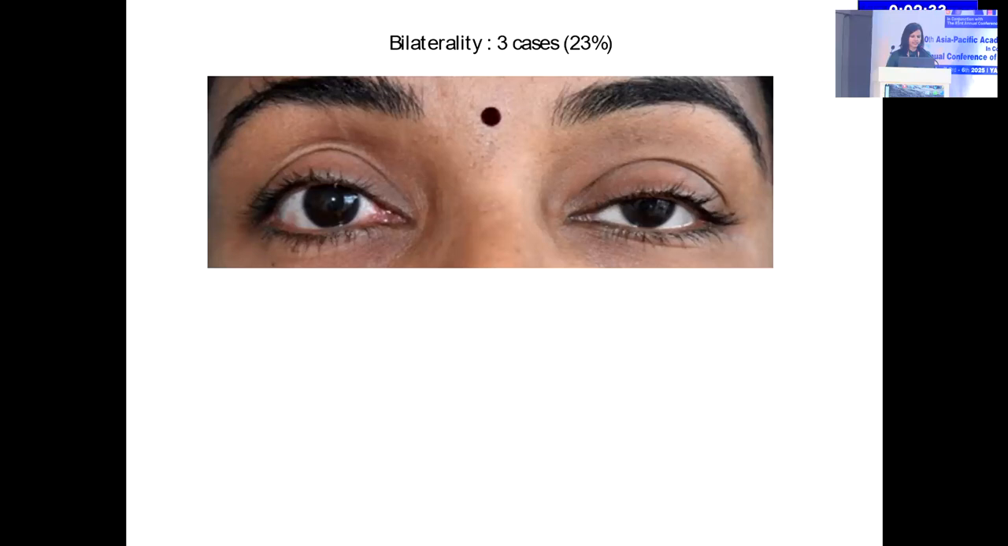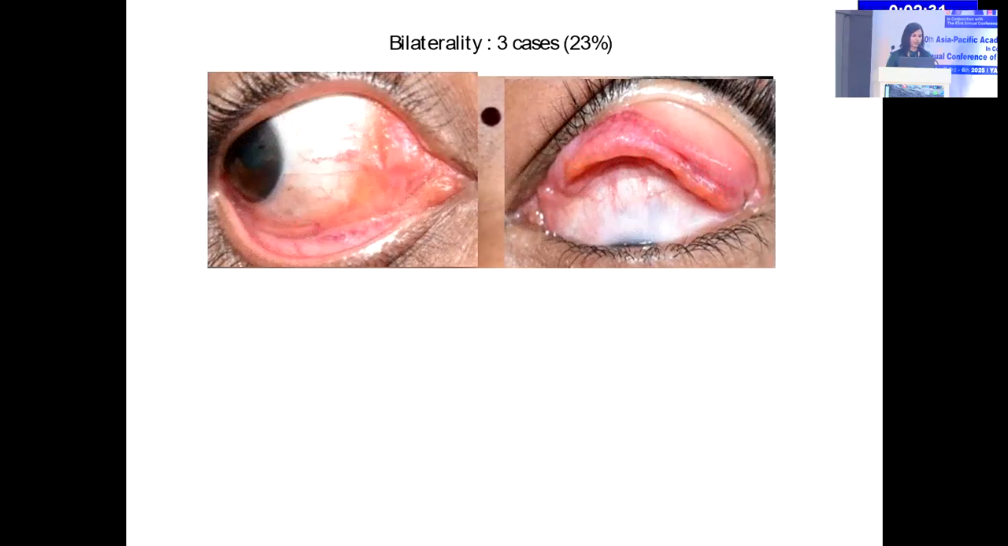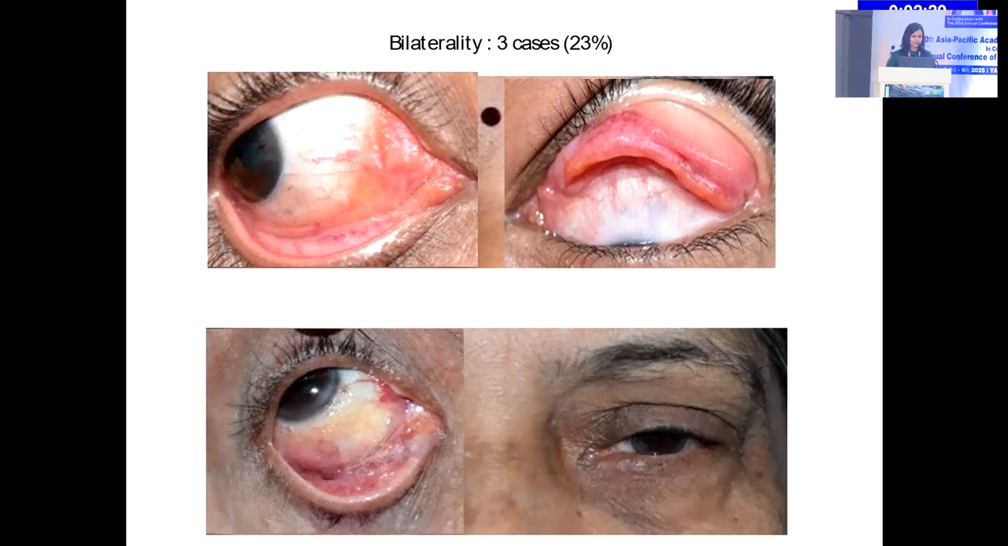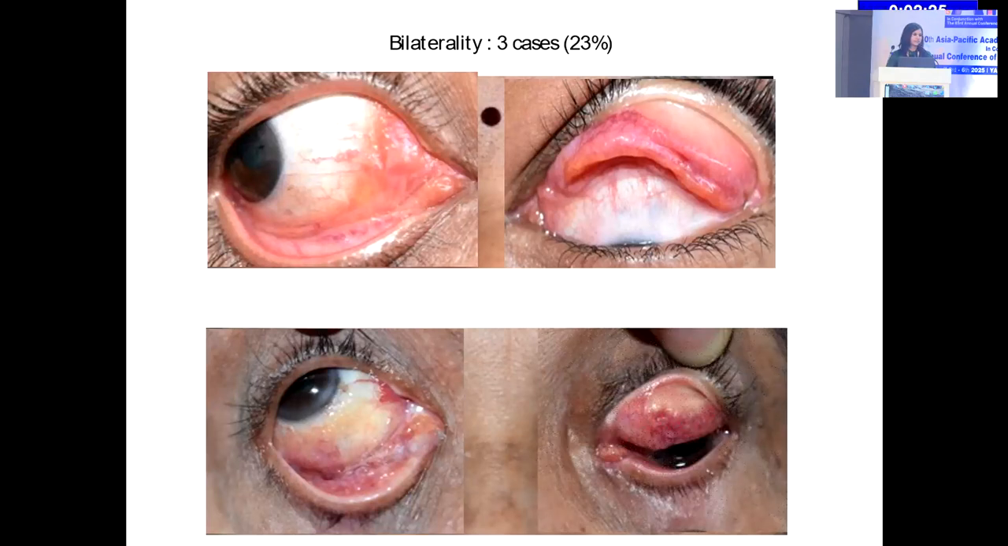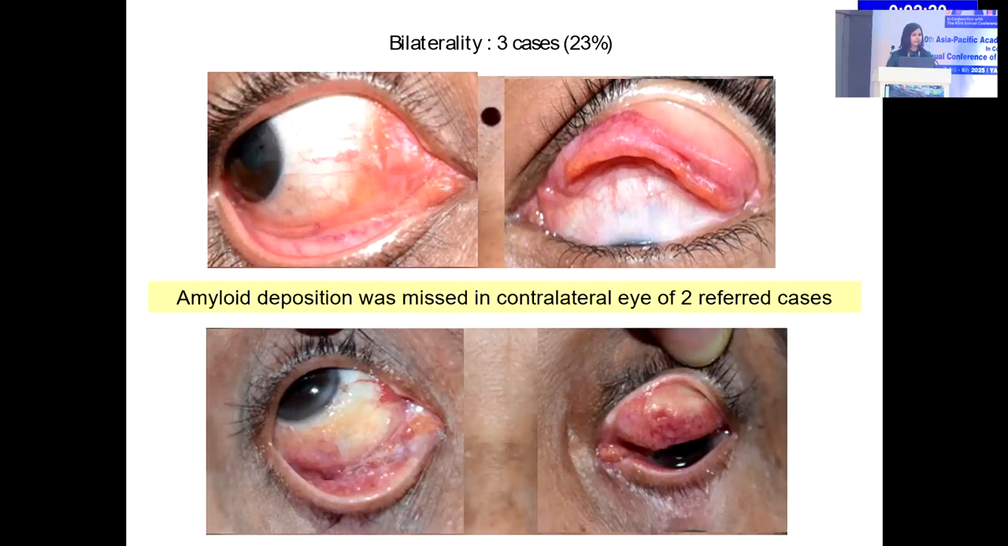So this is a case I just showed. The other eye actually showed a bulbar and a caruncular mass. This lady was referred after incision biopsy of her right eye for the initial mass. The other eye, which was told that it is a senile ptosis, actually had a mass deposited in the upper tarsal conjunctiva. So amyloid deposition was missed in the 2 referred cases.